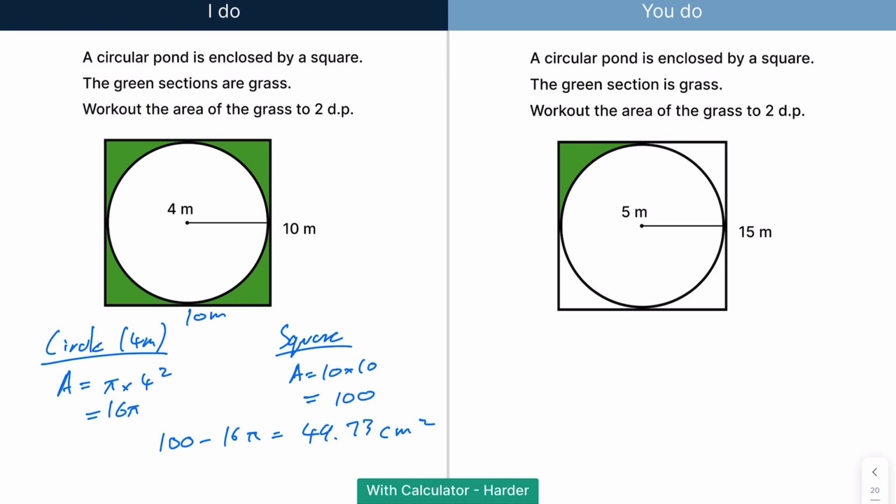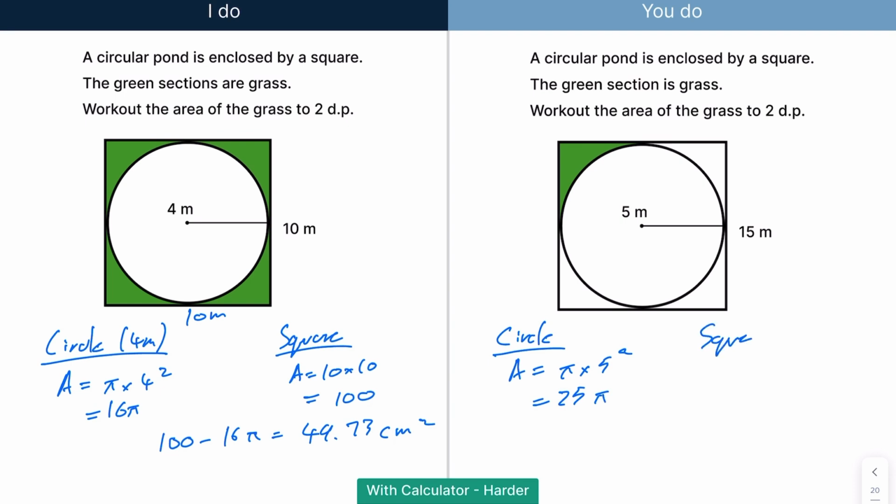So just to recap that, we found the area of the circle. Then we found the area of the square, which has everything inside it. And then we took them away, and that tells us what's left over here. So again, hopefully you've pressed pause and had a go at the example on the right. So we'd start off the same way. Area of the circle. Now notice there's only one section of grass in this. So we're only finding one section of grass. So area of a circle is pi r squared, which is 25 pi.